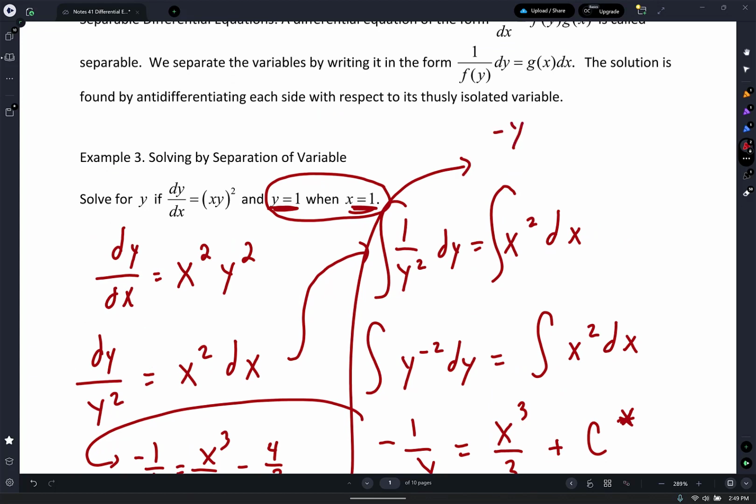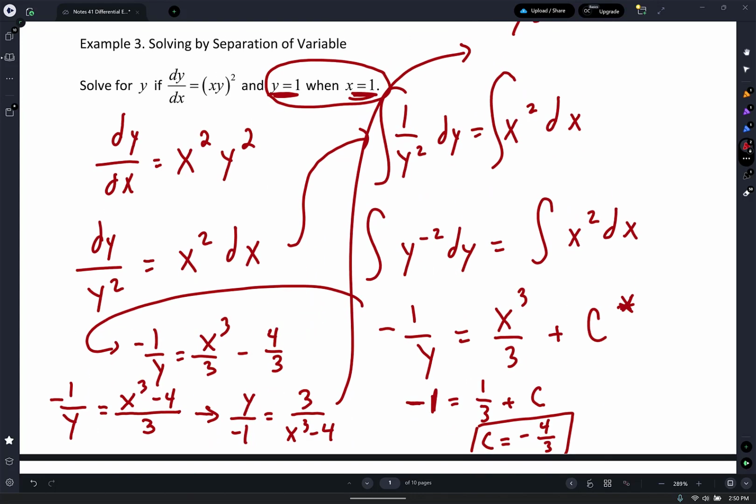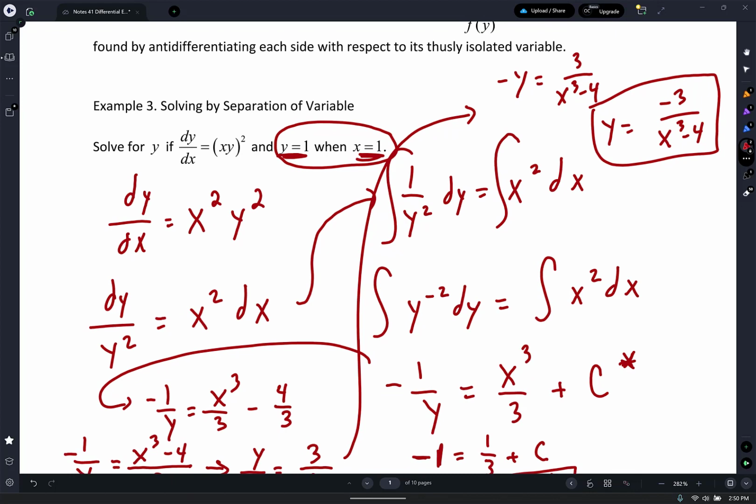Negative y equals 3 over x cubed minus 4. And then I'm just going to move the negative to the top there. So that means y equals negative 3 over x cubed minus 4. There is my function. How do we feel? That's about as hard as it gets. It's not going to really get harder than that. Yeah, we'll do a whole bunch of problems.